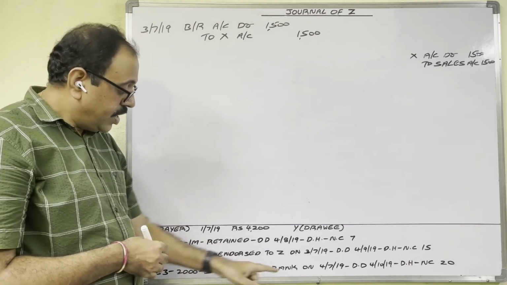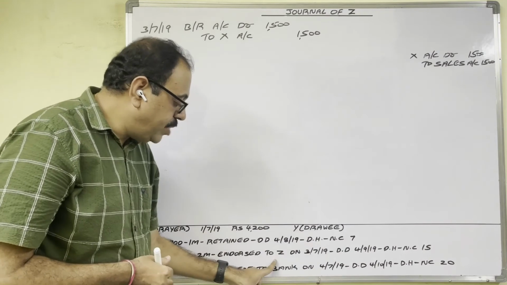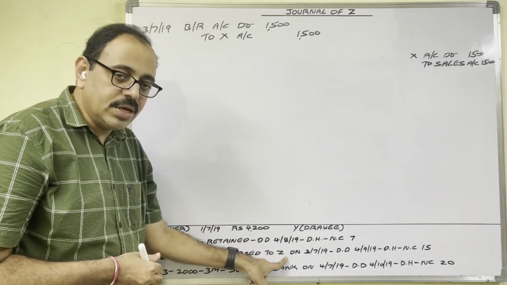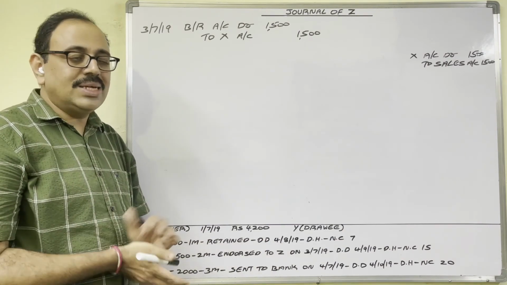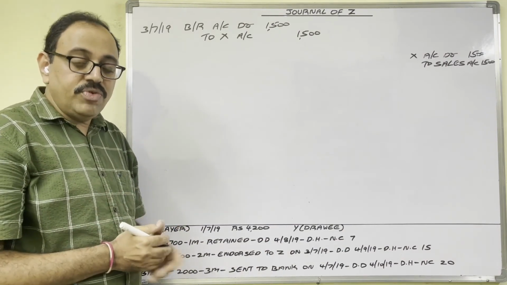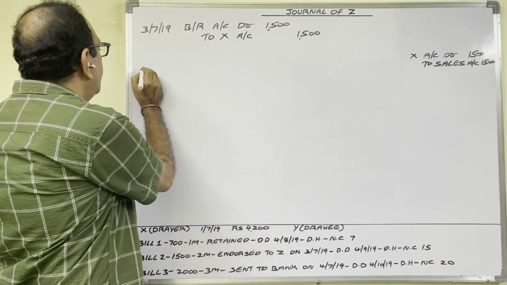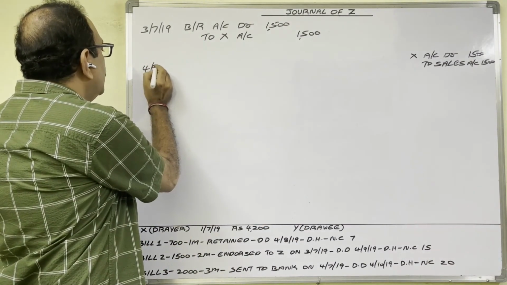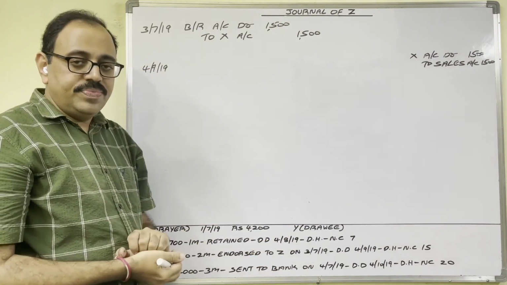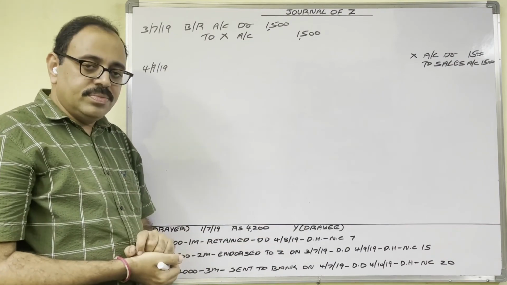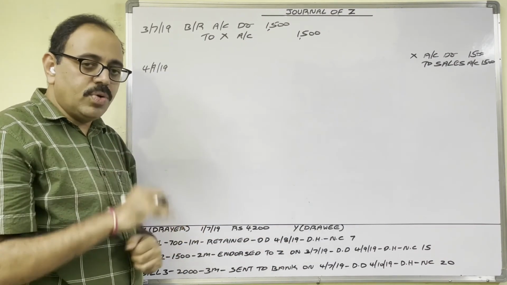Next, what happened? On 4th September 19, second bill which was endorsed to Z was dishonored. Z is affected because his bill is dishonored. So we have to write the journal entry. On 4th September 2019, Z went to Y. Y dishonored the bill. Now Z is the holder of the bill. So Z goes to public notary.